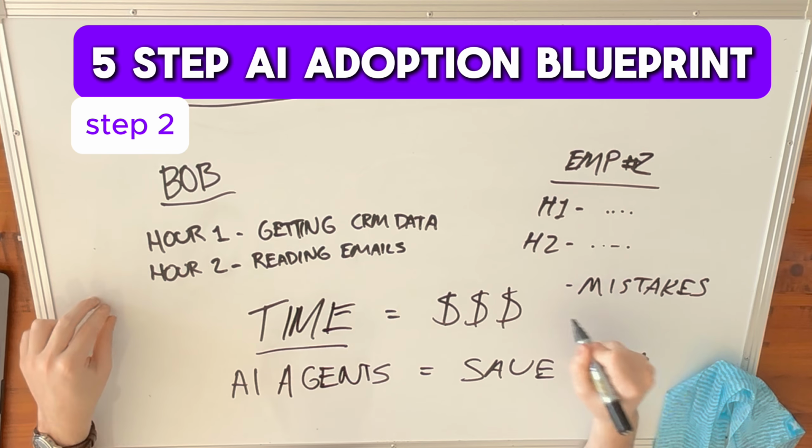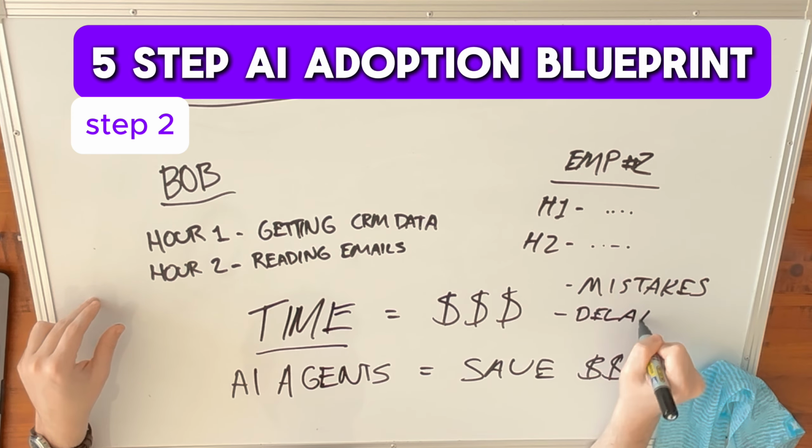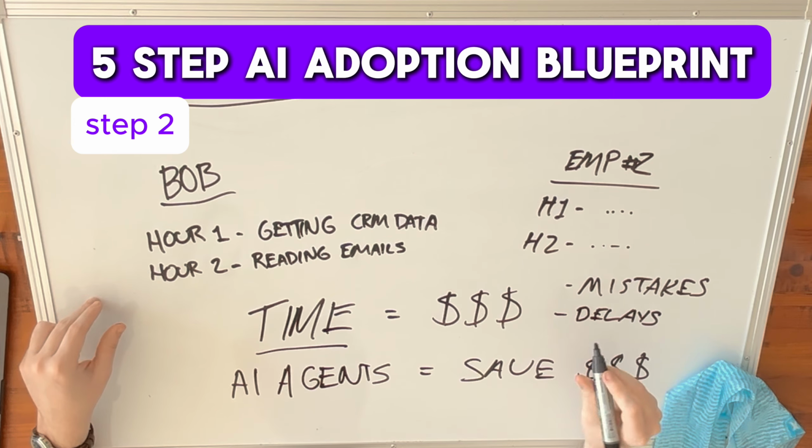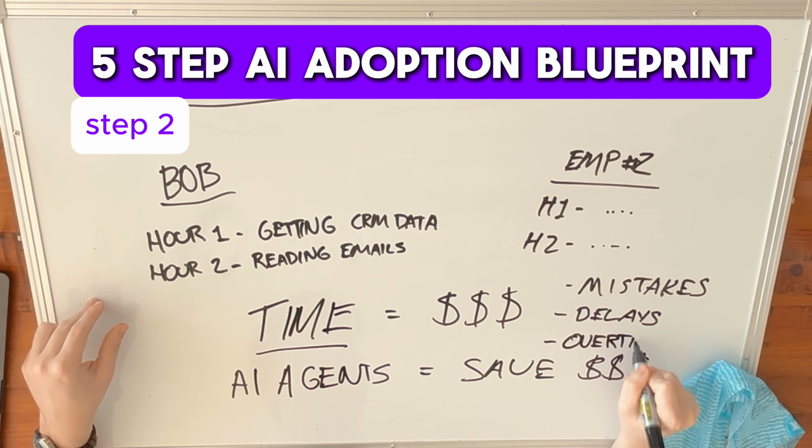We want to be listing any delays, and then any overtime as well. So if there's a task that takes ages to do and you've got to pay an additional amount or hourly amount to complete the task, then we want to be listing that down as well.